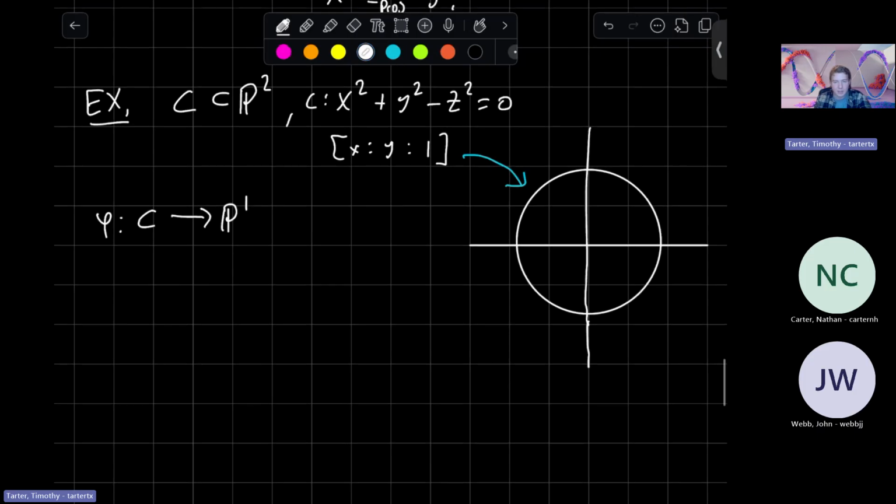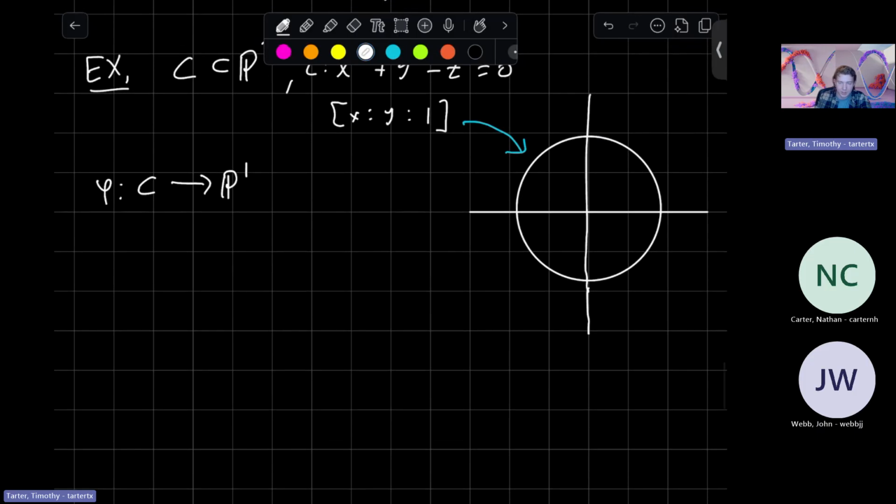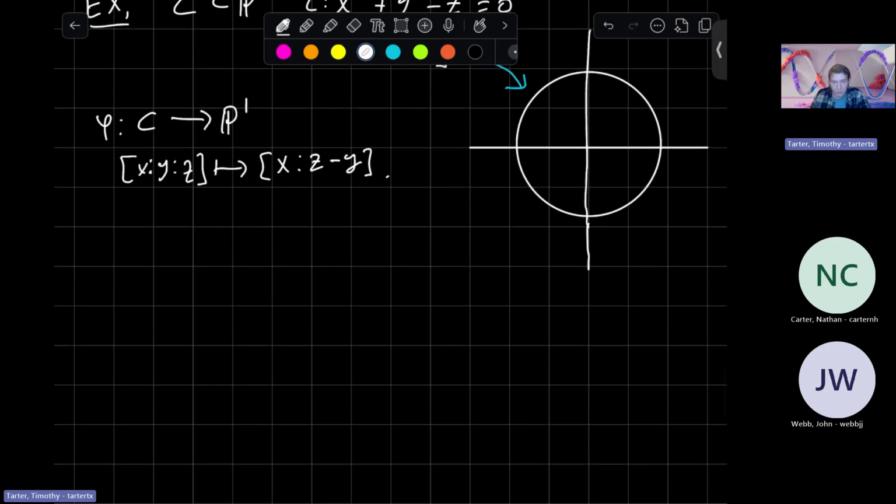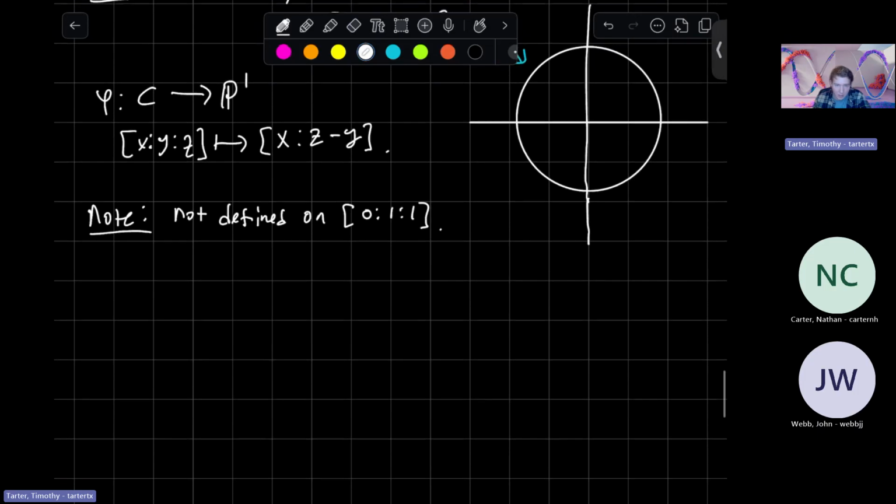And so our idea is that we want to view a map from this circle to P1 as a stereographic projection from the point 0, 1, 1. And so the way this map will work, we're going to send this to x and then z minus y. And so clearly this doesn't make sense at 0, 1, 1. Note, not defined on 0, 1, 1.